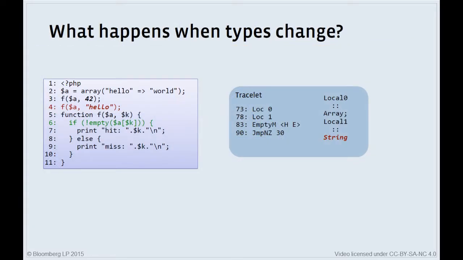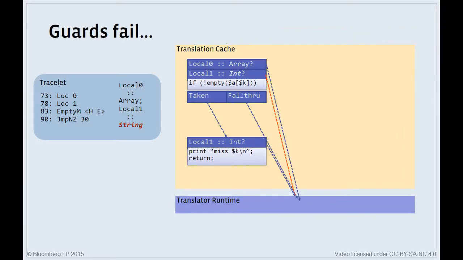Okay, that's the end of the function. Then we're going to come back around and do this second call to F with the array A, but now the string hello. So same tracelet, but local 1's going to be a string now. The runtime's going to say, okay, I've compiled this tracelet before. I have the assembly sitting in the translation cache, so let's jump to it.